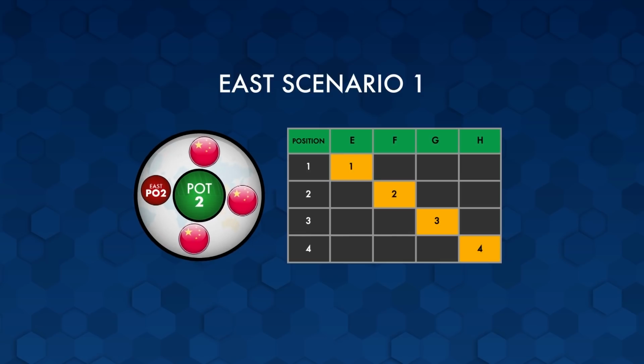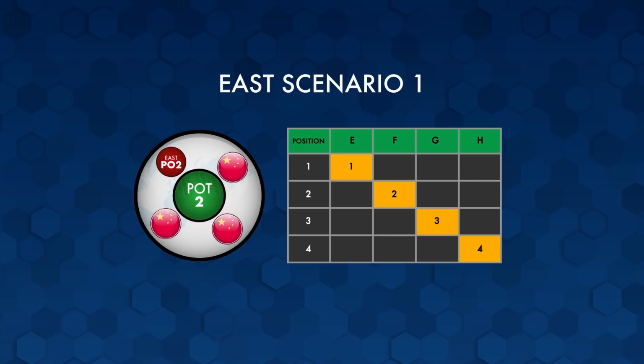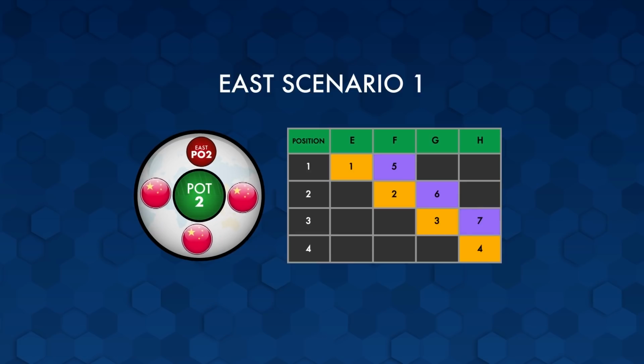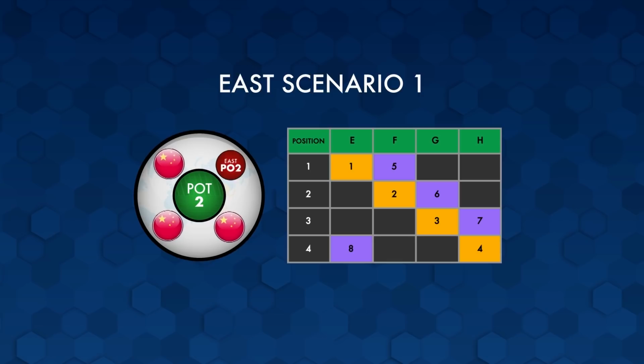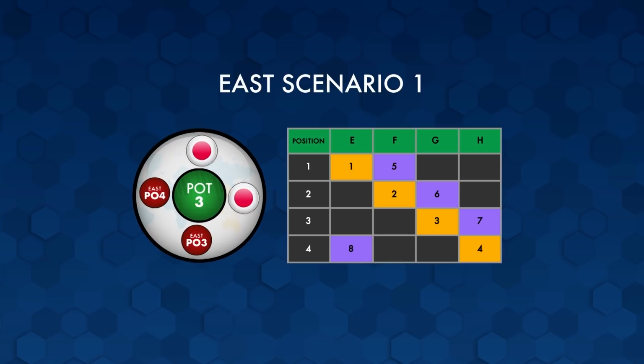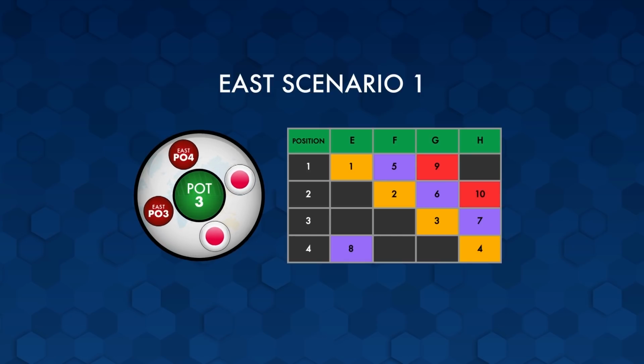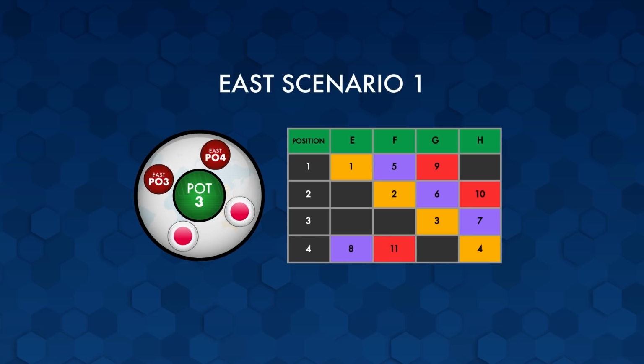The first, second and third drawn clubs from Pot 2, China, will go into positions F1, G2 and H3 respectively, while the winner of playoffs 2 will be placed into position E4. The first and second drawn clubs from Pot 3, Japan, will go into positions G1 and H2. The winners of playoffs 3 and 4 will be placed into position F4 and E3 respectively.